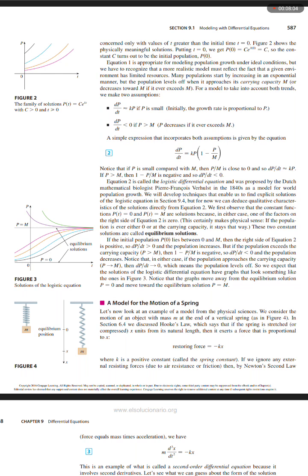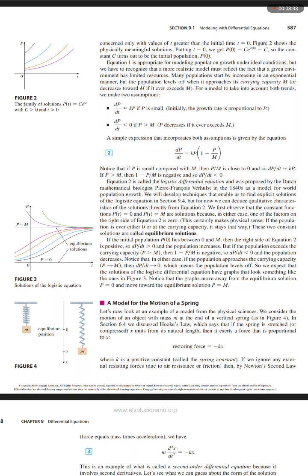We first observe that the constant functions P(t) = 0 and P(t) = M are solutions because in either case one of the factors on the right side of equation 2 is 0. This certainly makes physical sense. If the population is ever either 0 or at the carrying capacity, it stays that way. These two constant solutions are called the equilibrium solutions.